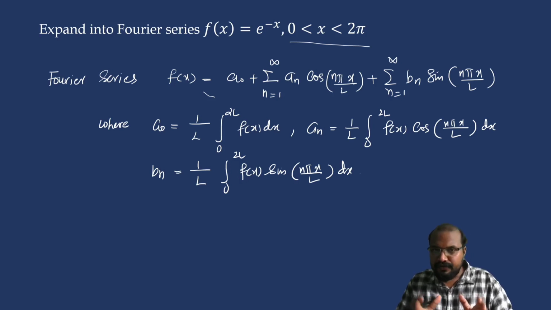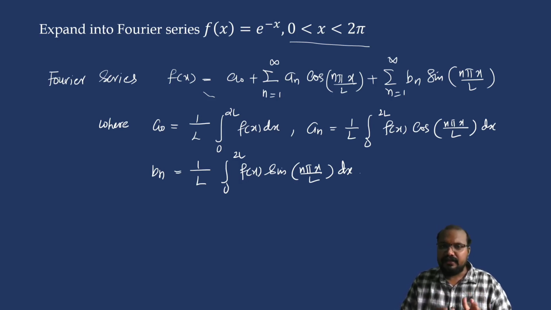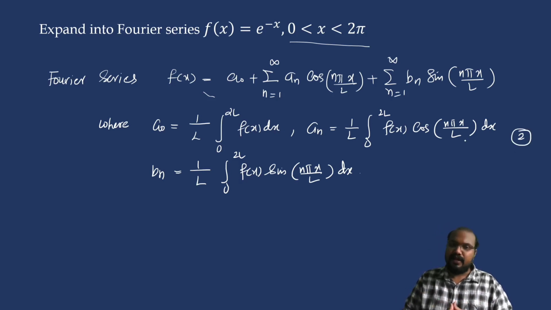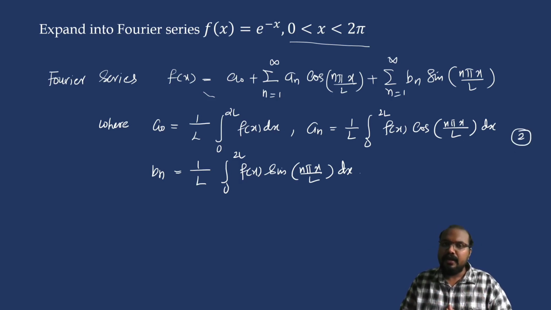Okay, now if you write this, you will get at least a minimum of 2 marks out of the total 7 marks. So writing the formula of a Fourier series is important to answer this question. Now we can find all the constants a naught, an and bn.